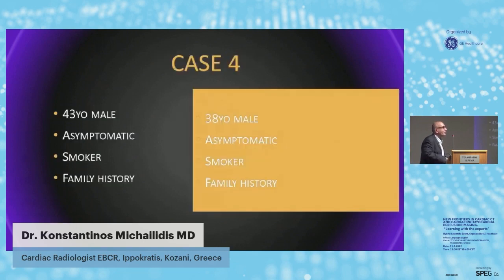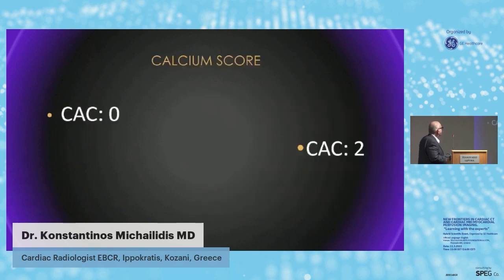Okay, these are two family members, two brothers. One is 43 and the other one is 38. Both of them are asymptomatic, both of them are smokers, and both of them have really bad family history. Their father died without being a smoker when he was 45. Their sister, who is 38, had a CT coronary angiography because she had a symptom and she had quite extensive disease. So generally, they have a very bad family history.